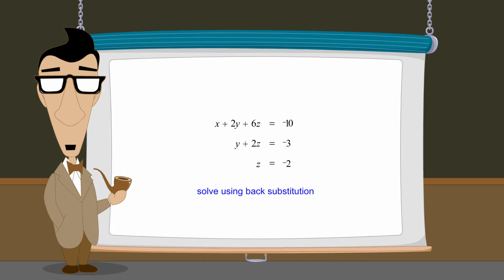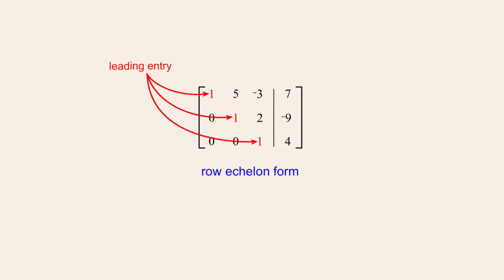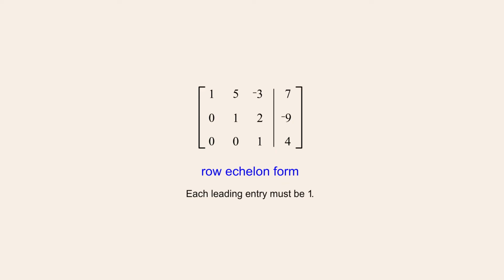But before we introduce Gaussian elimination, let's see what it means for an augmented matrix to be in row echelon form. Matrices in row echelon form must satisfy several requirements. The first requirement is that the leftmost non-zero entry in each row, called the row's leading entry, must be 1. The entries to the right of the leading entry can have any value, 0 or otherwise.